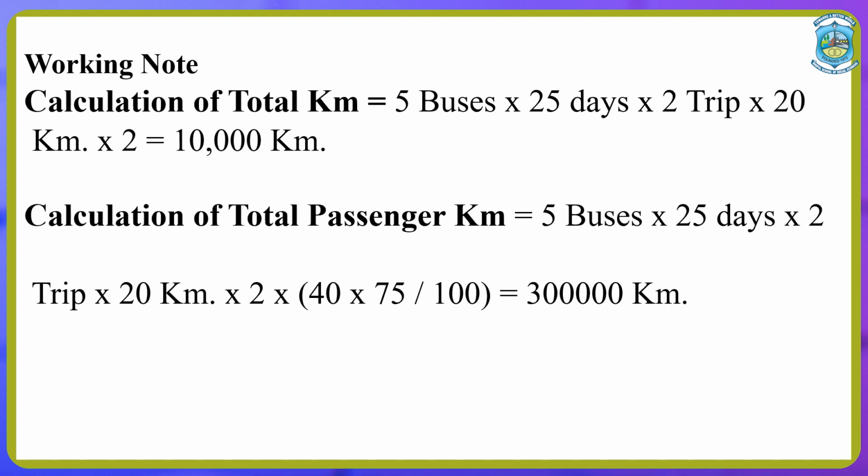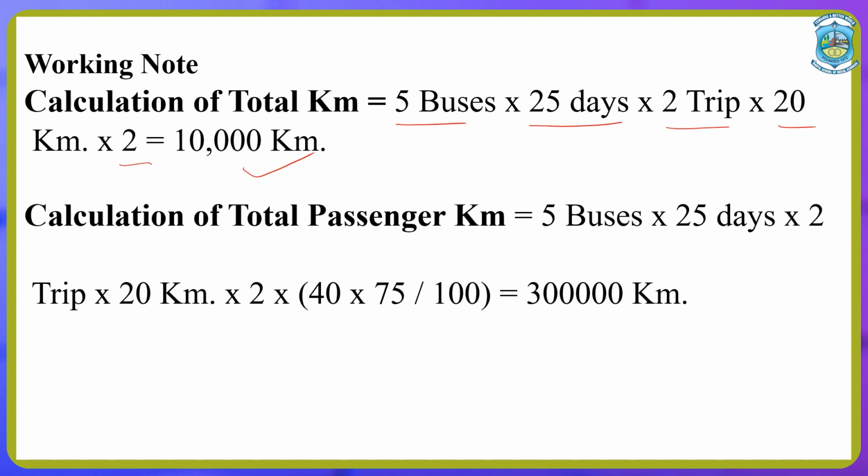To calculate total kilometers: 5 buses multiplied by 25 days, 2 trips and 20 kilometers, which was the distance covered from one side. It was two-sided, so multiplied by 2. So, 5 multiplied by 25 multiplied by 2 multiplied by 20 multiplied by 2, the answer is 10,000 kilometers. So the total kilometer running is 10,000 kilometers.